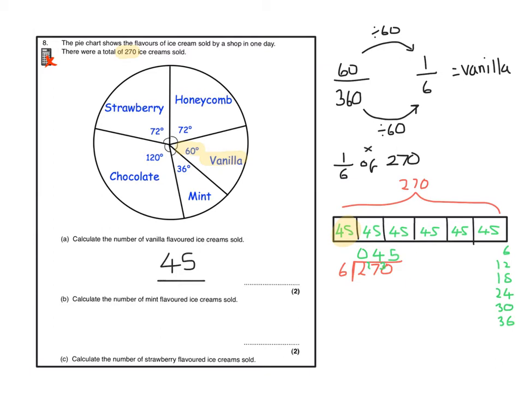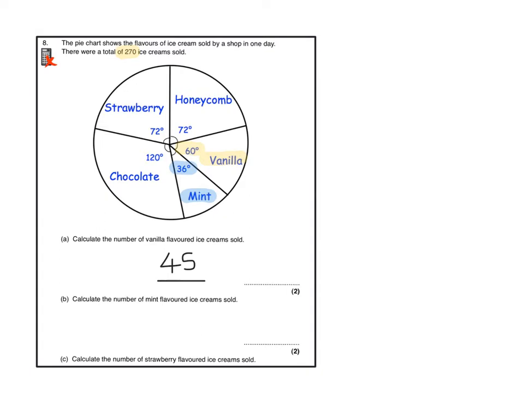Calculate the number of mint flavoured ice creams sold is part B. So mint is this one here, and it's 36. So let's make some room on my board. So this time, mint is 36 degrees out of a total of 360 degrees. Again, I need to simplify this. So I'm going to divide by the biggest number that goes into both, which is going to be 36 this time.